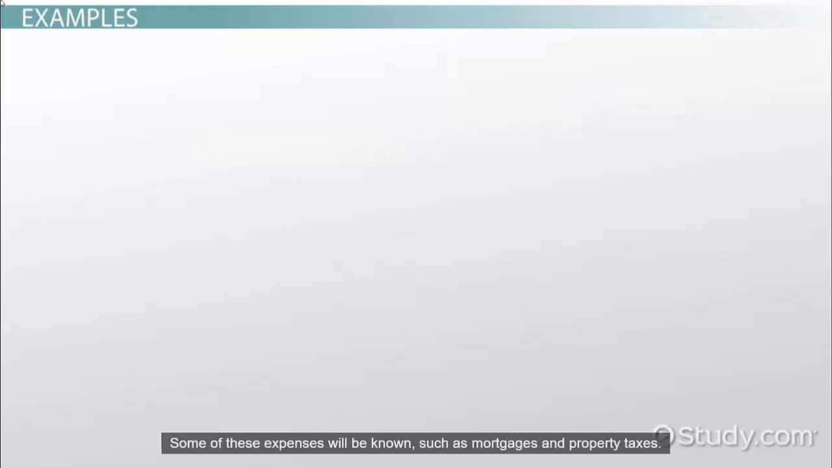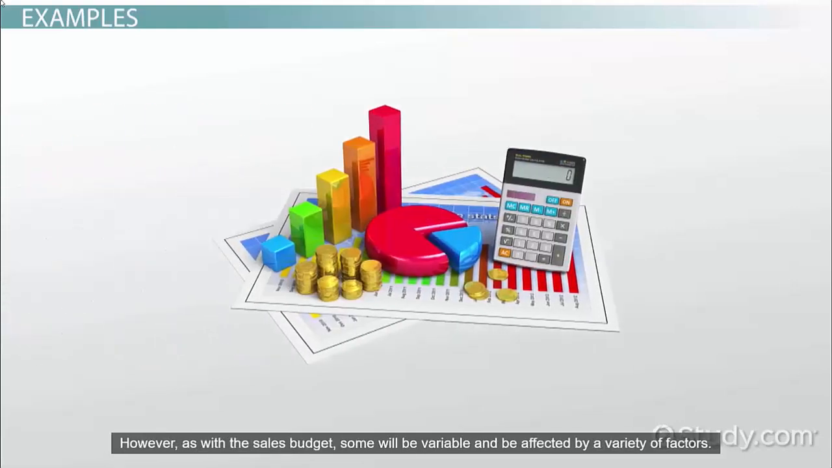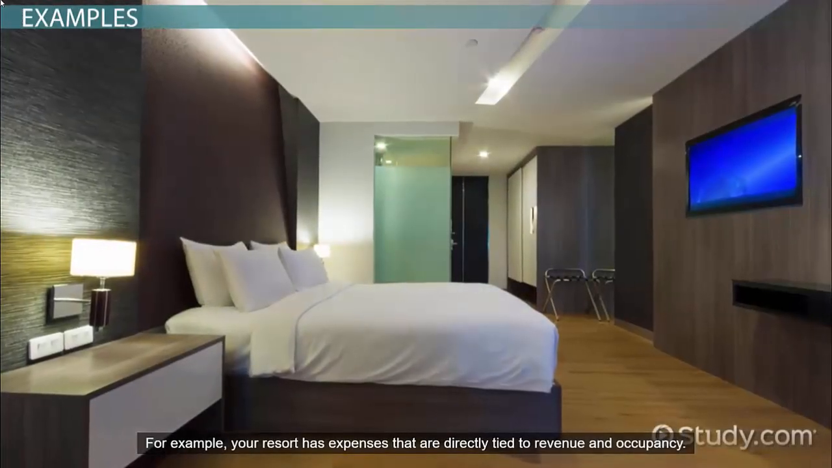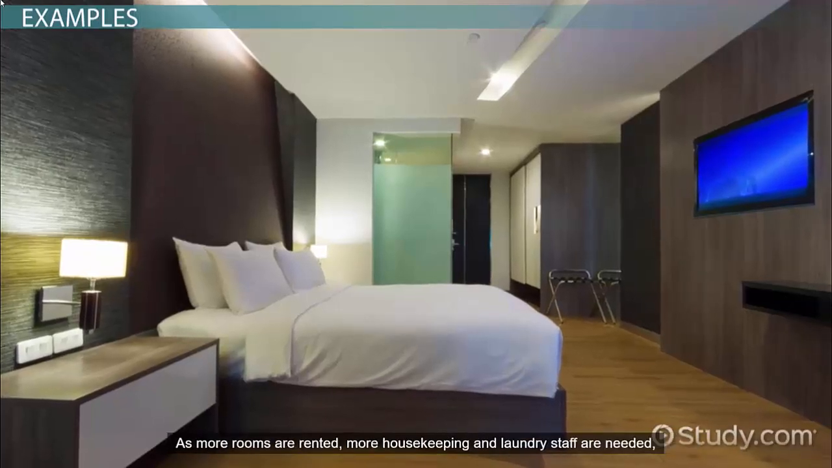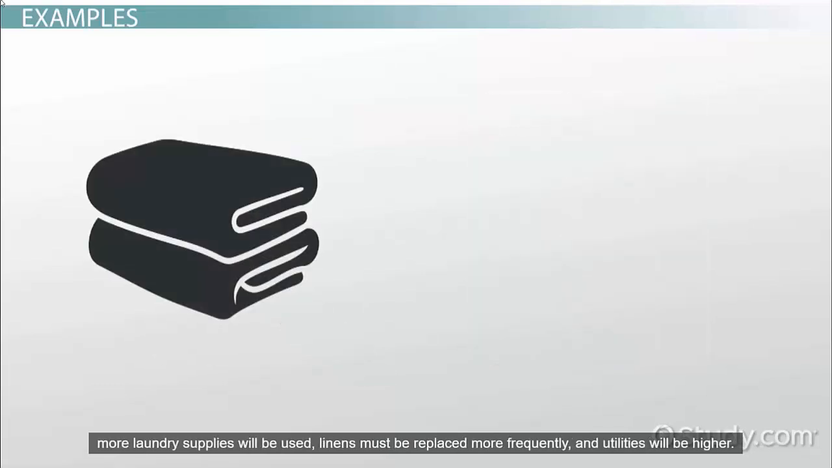Overhead expense budgets include costs such as utilities, insurance, mortgages, property taxes, and interest expenses. Some of these expenses will be known, such as mortgages and property taxes. However, as with the sales budget, some will be variable and be affected by a variety of factors. For example, your resort has expenses that are directly tied to revenue and occupancy. As more rooms are rented, more housekeeping and laundry staff are needed. More laundry supplies will be used. Linens must be replaced more frequently, and utilities will be higher.